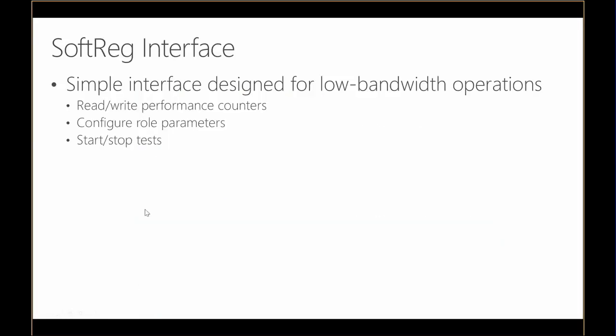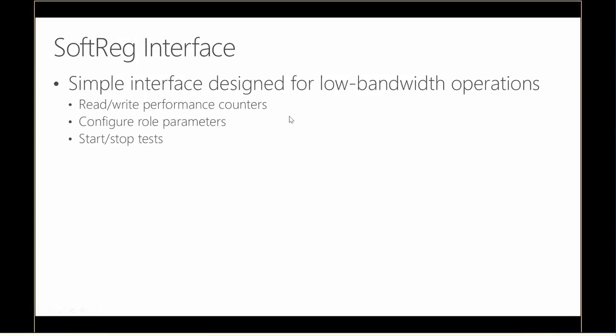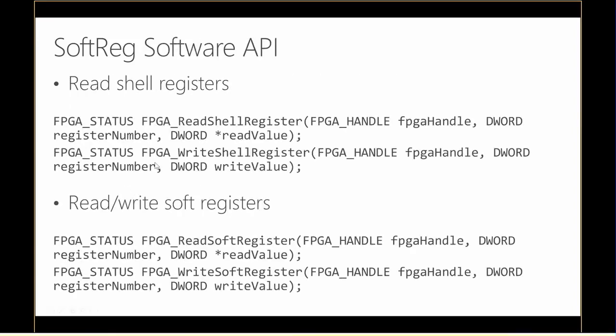Okay. In addition to the DMA engine, we have talked about the simple register-based communication between the software and the role, which is designed for low bandwidth operations, like performance counters, configuring role parameters, or start-stop tests.